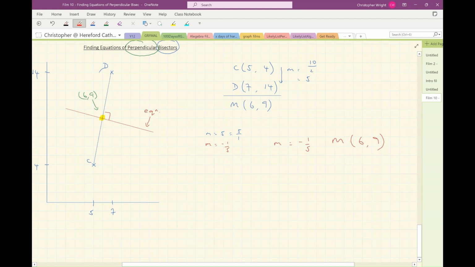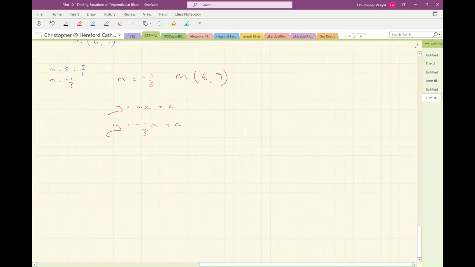So I'm writing down the equation of a line which goes through the point 6, 9 and has a gradient of minus a fifth. Okay, well I can do that automatically. y equals mx plus c, and I know in this case that my gradient is minus a fifth. So y is minus a fifth x plus c. I've used the gradient, now I'm going to use the point. I know that when x is 6, y is 9. So I can write 9 equals minus a fifth times 6 plus c. So 9 equals minus 6 fifths plus c. So c is going to be 10 and a fifth.